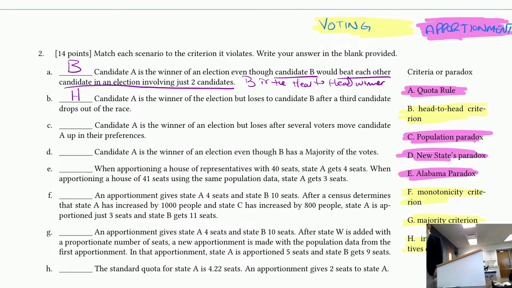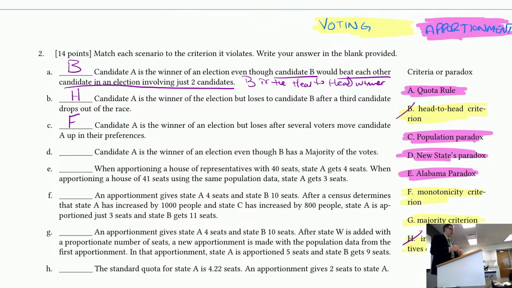Okay, next one. Candidate A is the winner, but loses after several voters move candidate A up in their preferences. So that one, I guess I could mark these off as I use them. That one might be the hardest one to identify. Whichever one is hardest for you, you can always skip it until the end and come back to it. But this one, what that's referring to is that if I get more people to vote for me, I shouldn't start losing the election. So if I'm the winner and I get more people to vote for me, I should still win. That's the monotonicity.